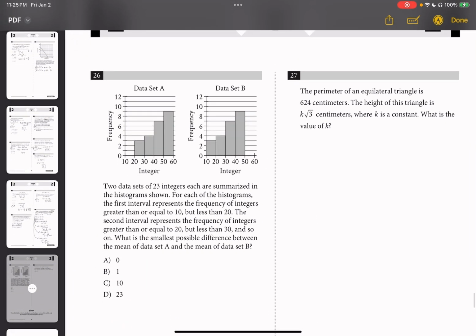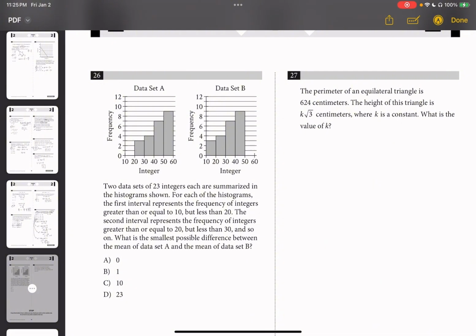Question 26. Two data sets of 23 integers each are summarized in the histogram shown. For each of the histograms, the first interval represents the frequency of integers greater than or equal to 10 but less than 20. The second interval represents the frequency of integers greater than or equal to 20 but less than 30, and so on. What is the smallest possible difference between the mean of dataset A and the mean of dataset B?